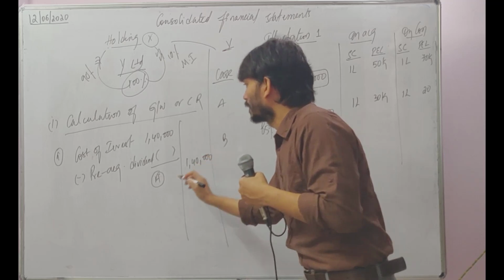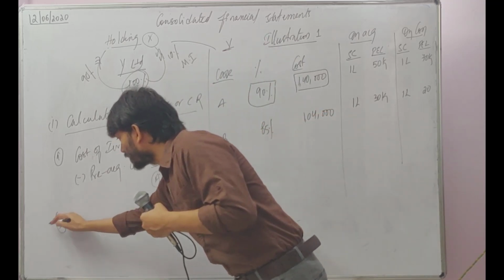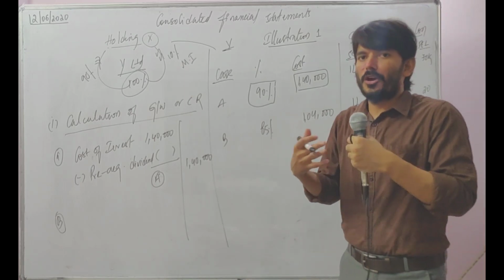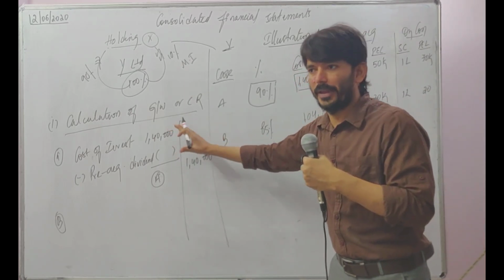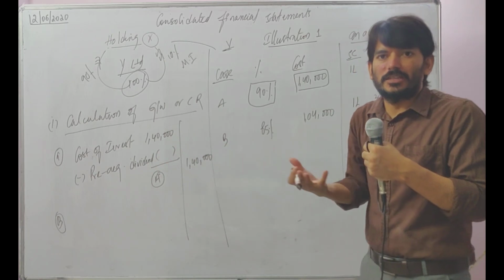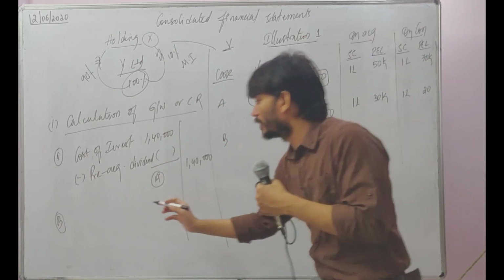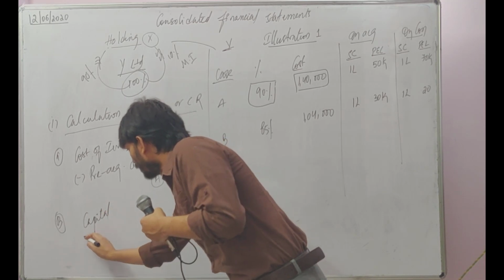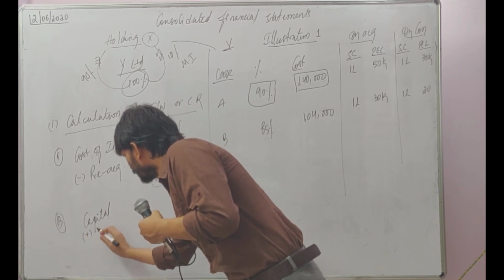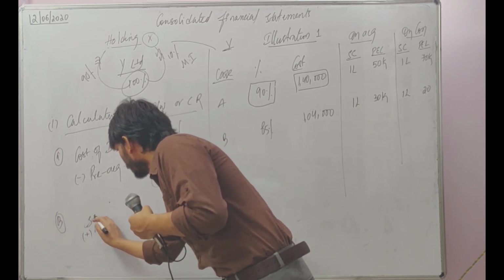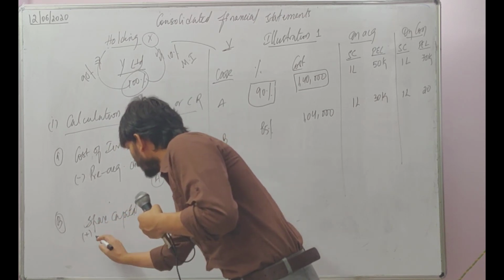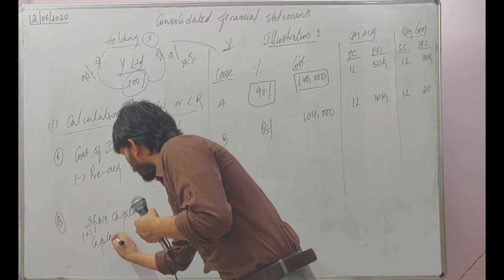1,40,000, and for the B part, again use the same calculator logic. This part is what you are paying. B part is what you are receiving. What all will you receive? You will receive the share capital plus capital profits.